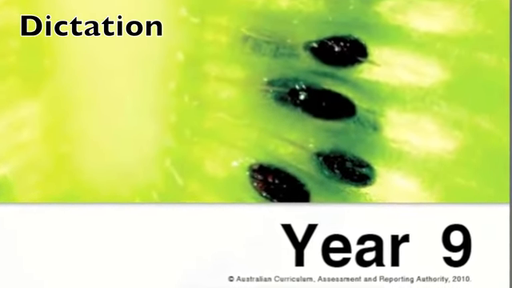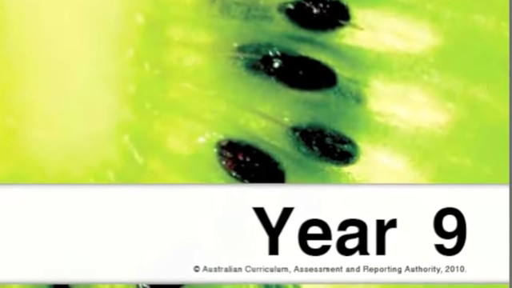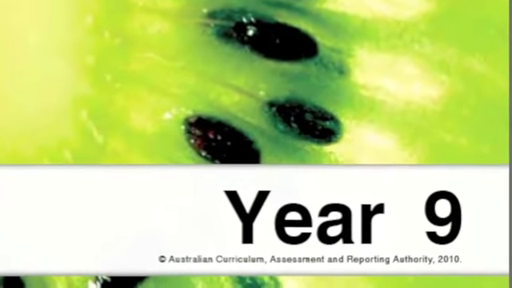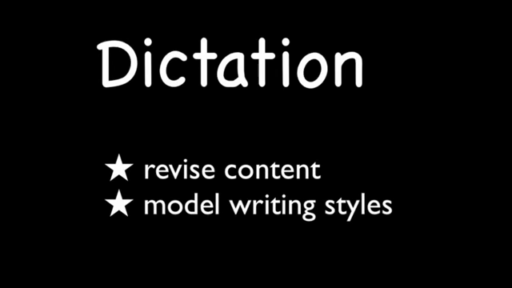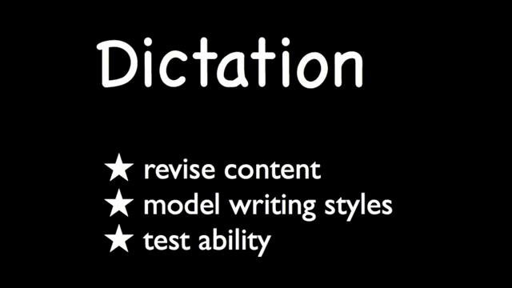A discipline of weakness at our college identified in the 2009 NAPLAN test was in the area of writing. One of the strategies used to try and improve the boys' writing was dictation. Dictation allowed the opportunity to revise content, model specific writing styles, as well as test the ability of the boys to translate the spoken word into text.